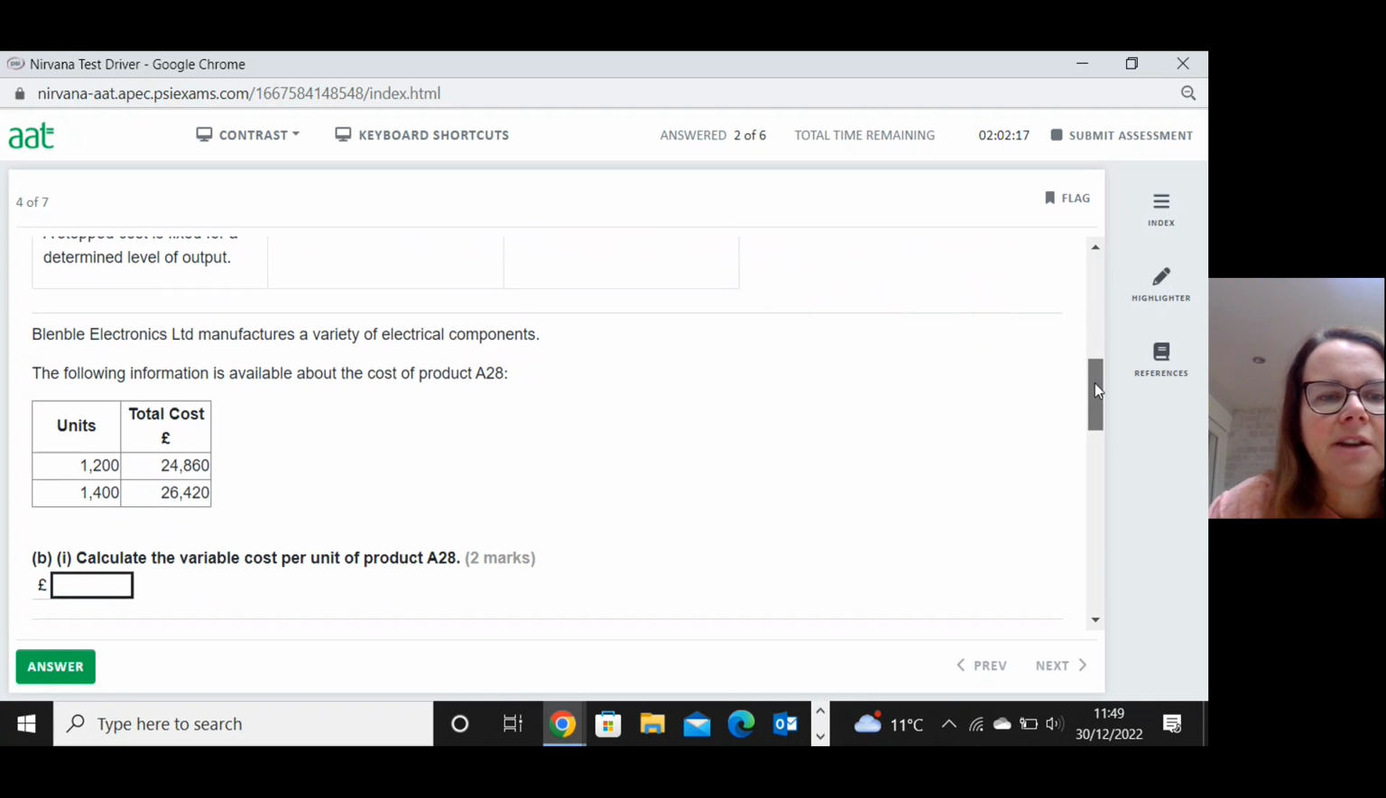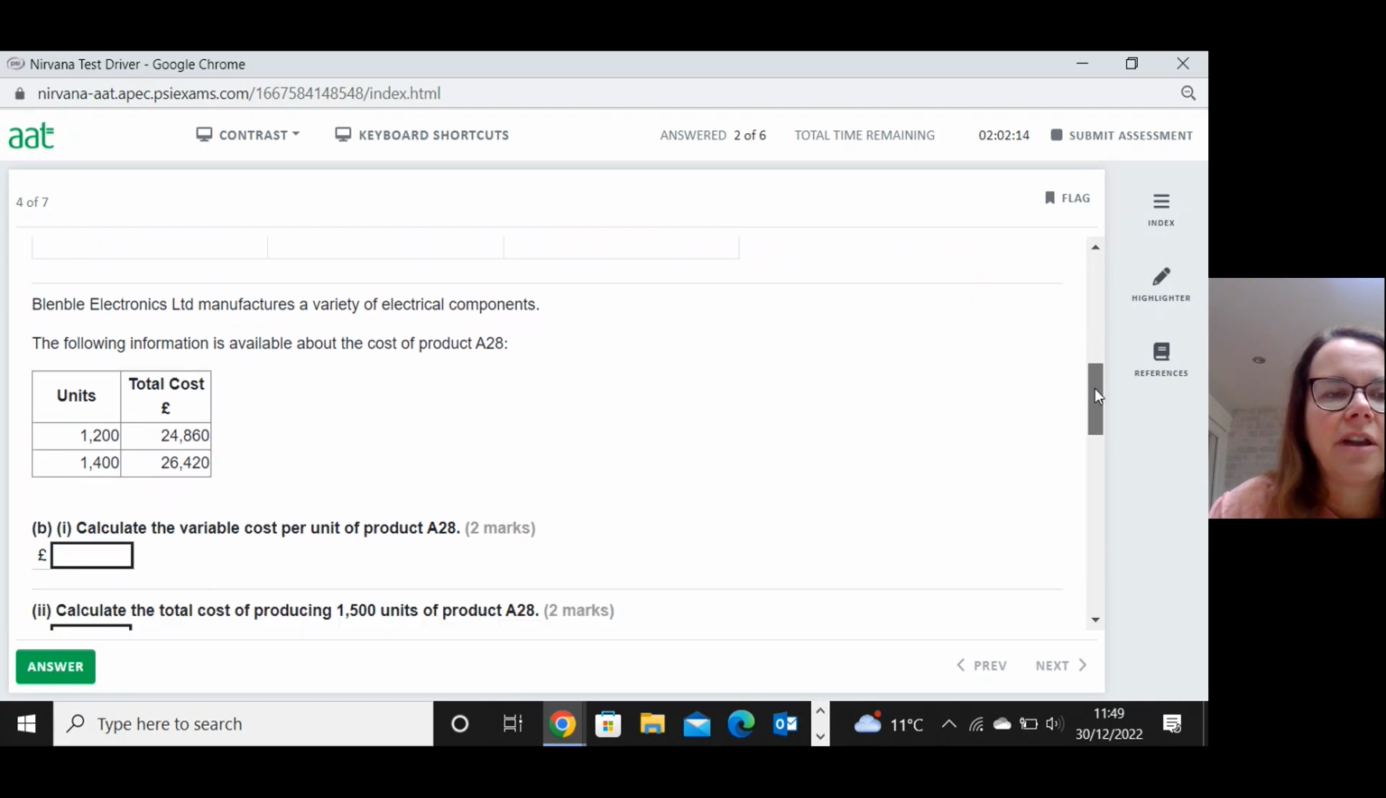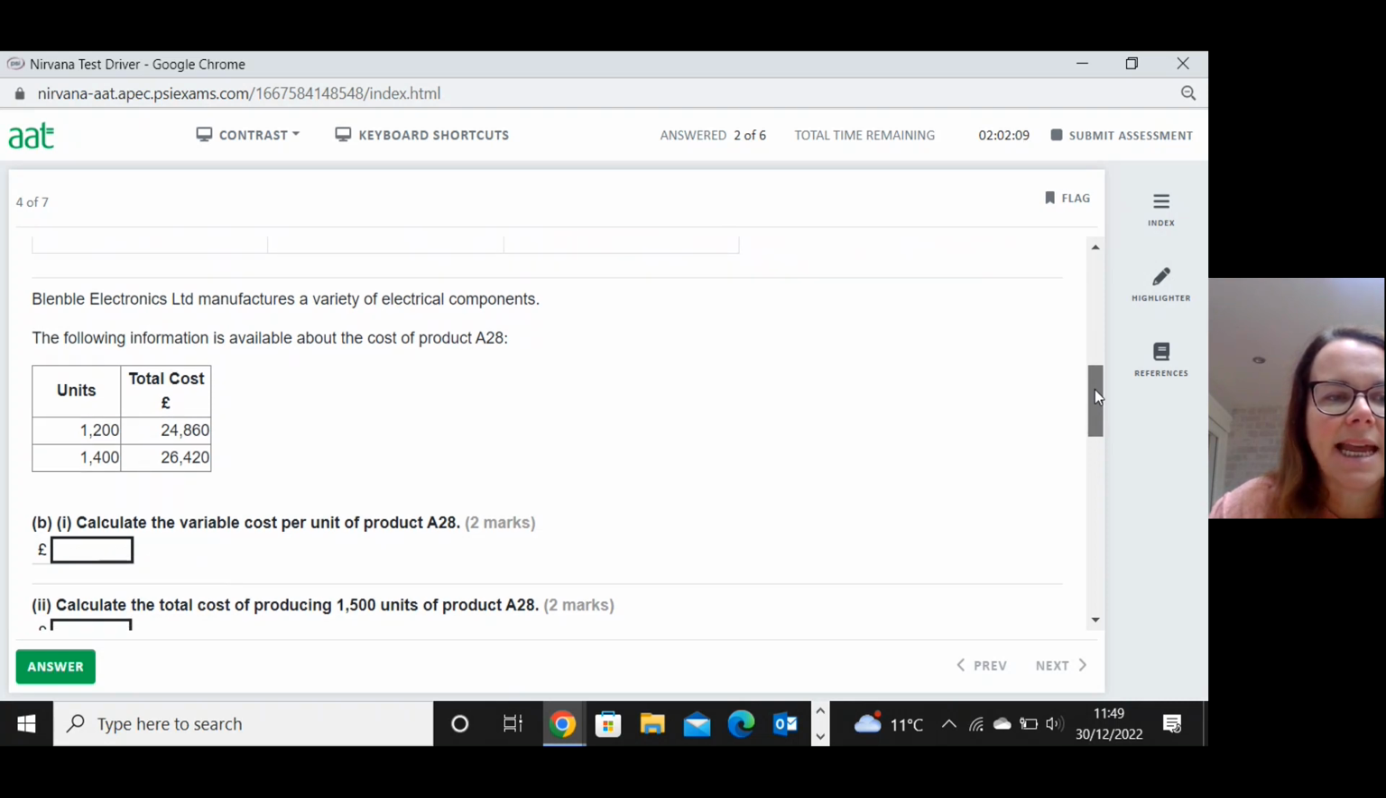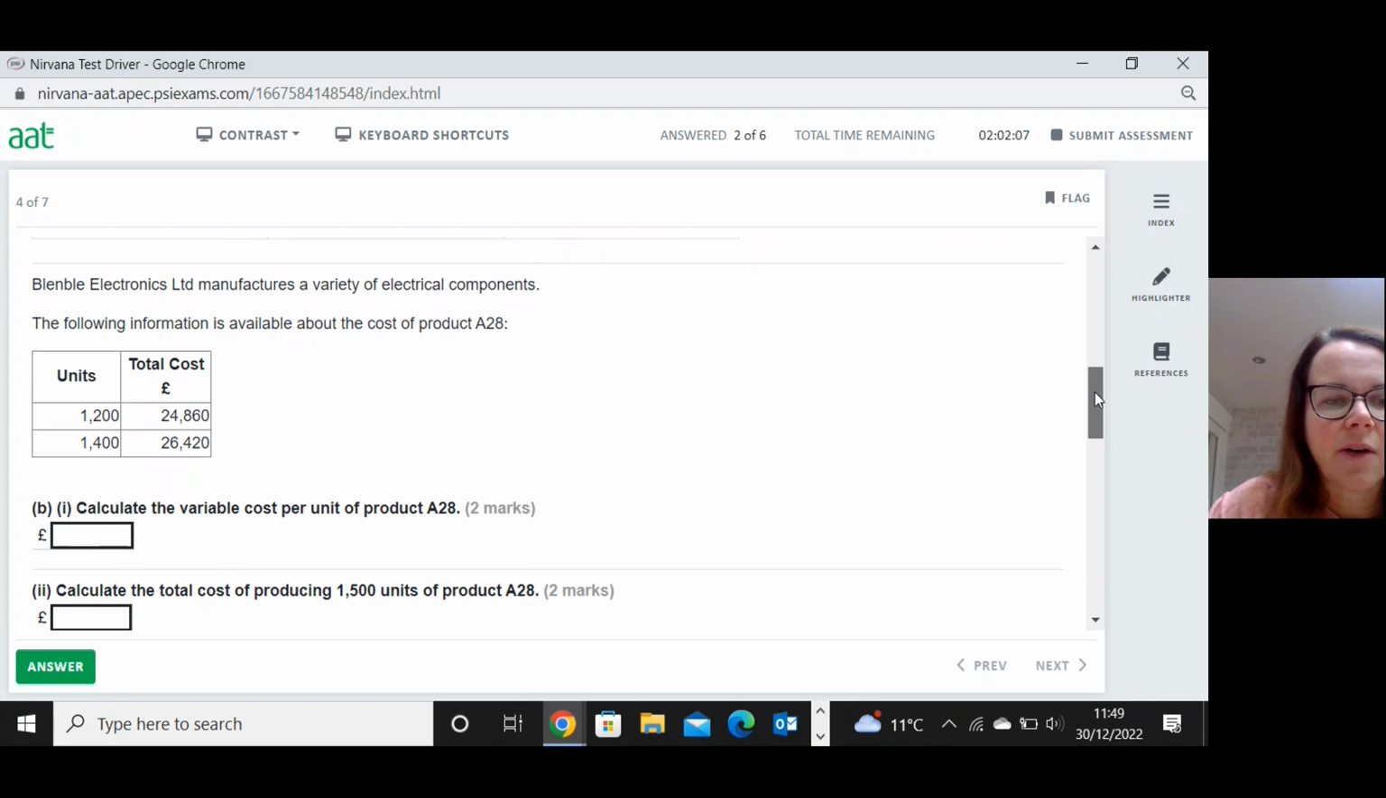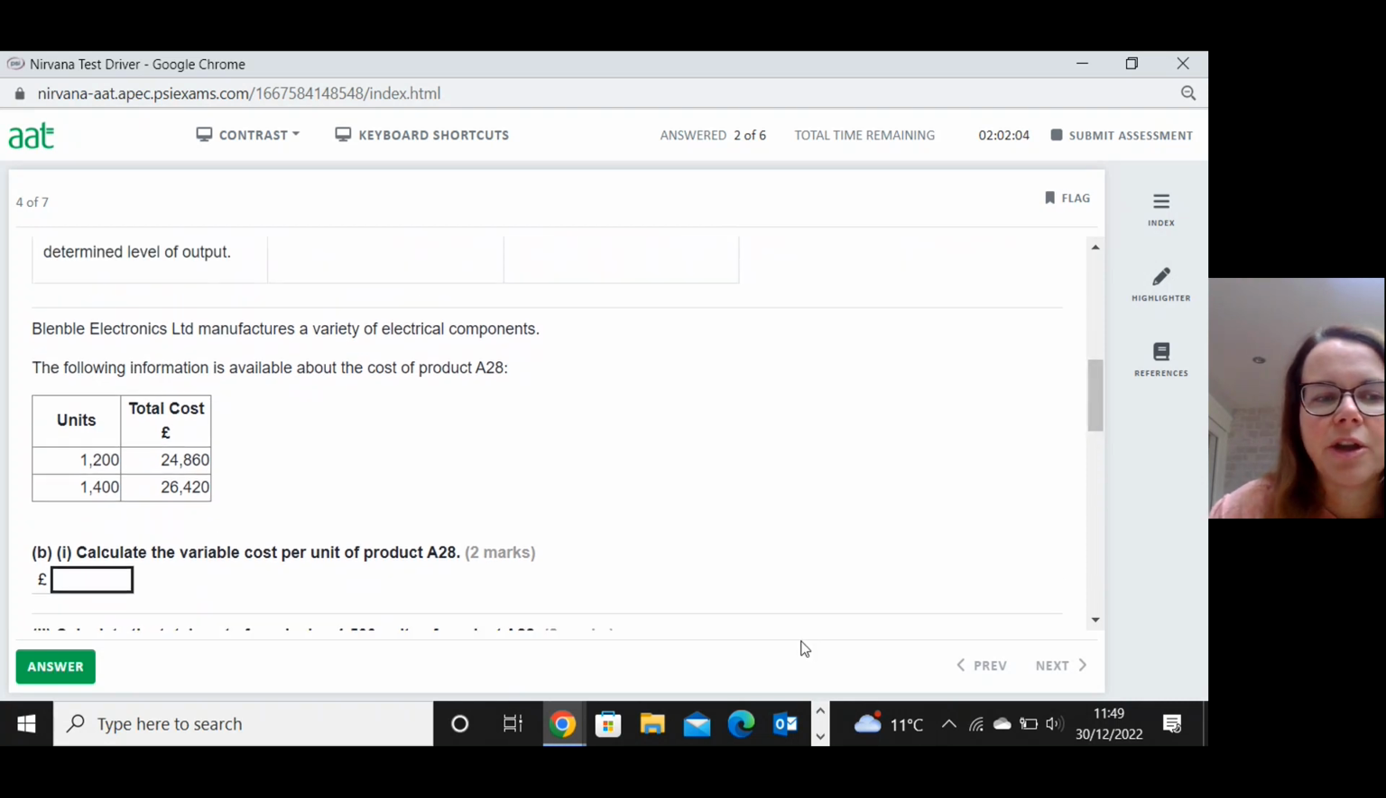Blenbell Electronics Limited manufactures a variety of electrical components. The following information is available about the cost of product A28, and we have to calculate the variable cost per unit. Okay, so this is a classic spot that you need to use the high-low method. With the high-low method, we need to write a little table, would be my advice. You would have high and low, and you would have your units and your cost.